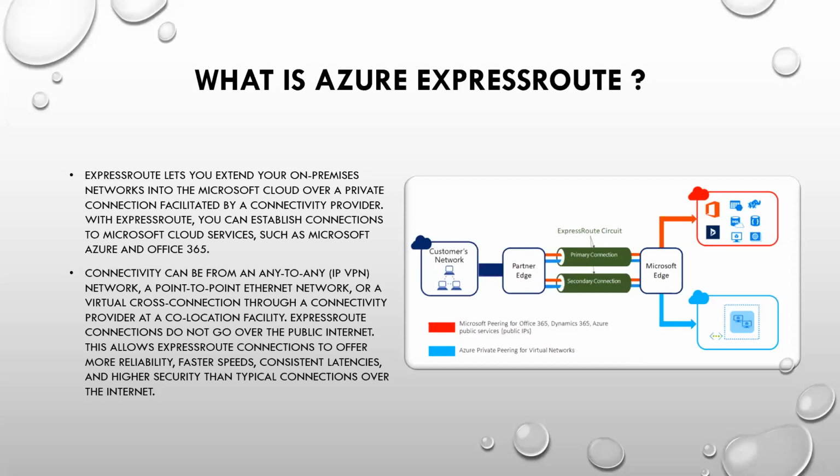What is Azure Express Route? Azure Express Route lets you extend your on-premises networks into the Microsoft Cloud over a private connection facilitated by a connectivity provider. The connectivity provider could be anyone like AT&T, Equinix, Verizon. With Azure Express Route, you can establish connections to Microsoft Cloud services such as Microsoft Azure and Office 365.